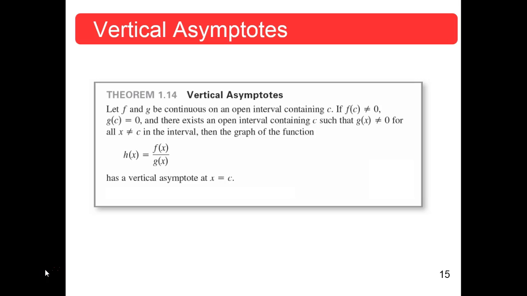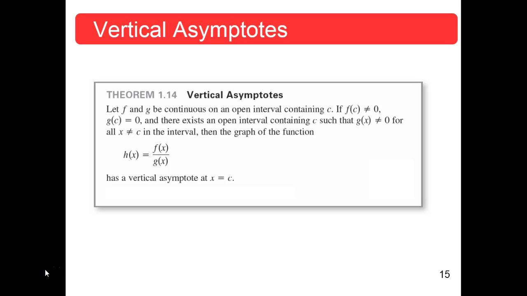And it also requires that there is an open interval containing c such that g of x is not 0 for all the other x's in that interval. It can't be that g of x is just 0 everywhere, or even for a long period of time, or even a short period of time, more than just a point. It must be the only place in that interval where g is equal to 0. That's what this part is saying. Then this graph has a vertical asymptote at c.